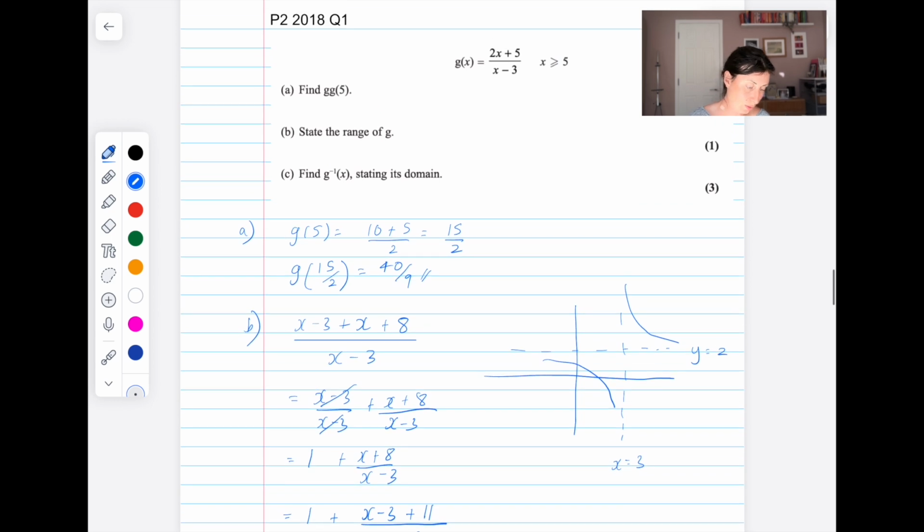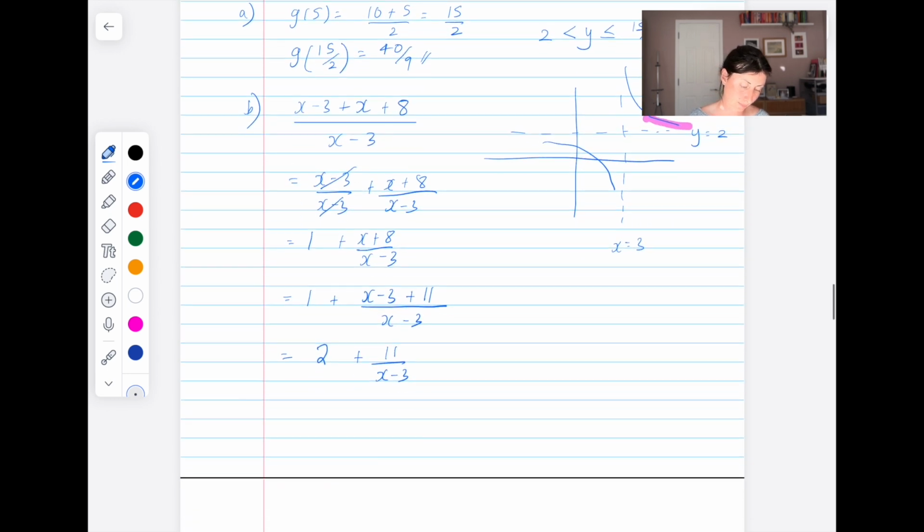State the range, and we've got x is bigger than or equal to 5. So somewhere there will be x is 5. And so y is going to be just a little slither between, it can't go down to 2, because of the asymptote, and it can't equal it. And it can go up to when x is 5, which we already worked out. That was 15 over 2. Nearly there.